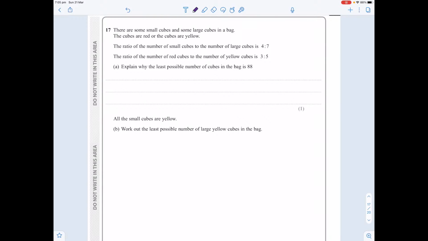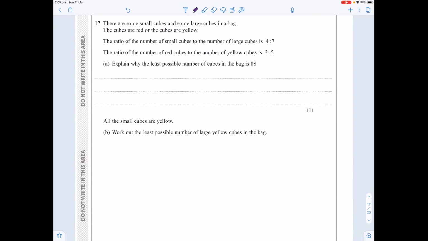Okay, so let's have a read of this question together. There are some small cubes and some large cubes in a bag. The cubes are red or the cubes are yellow. The ratio of the number of small cubes to the number of large cubes is 4 to 7. Okay, that's very important. And the ratio of the number of red cubes to the number of yellow cubes is 3 to 5. Explain why the least possible number of cubes in the bag is 88.